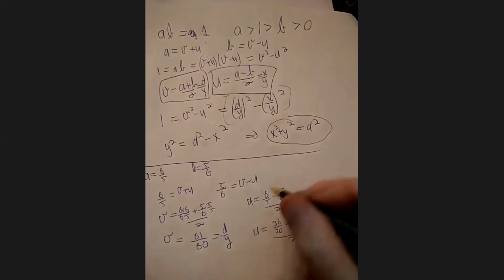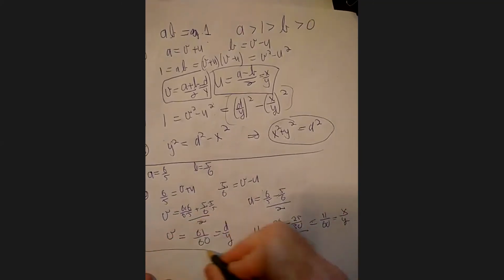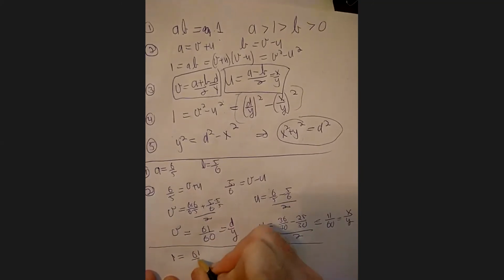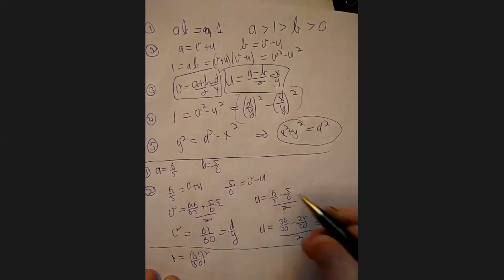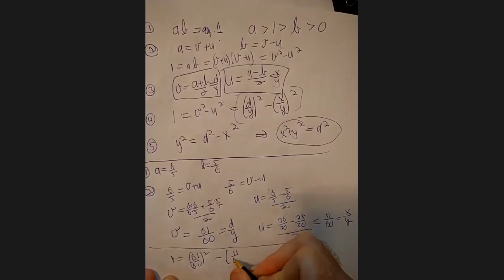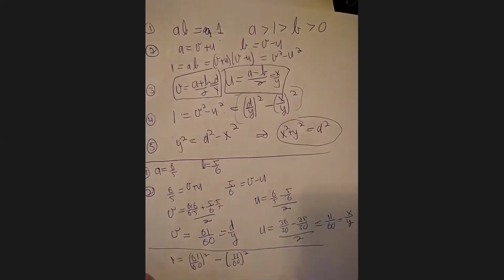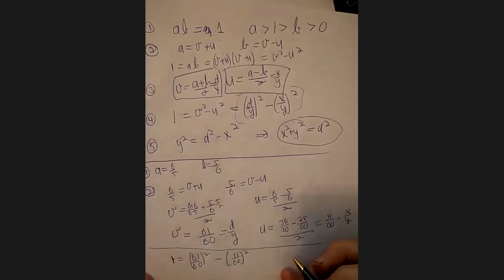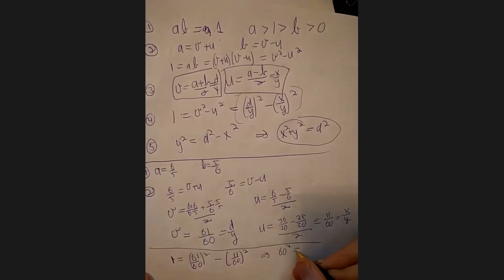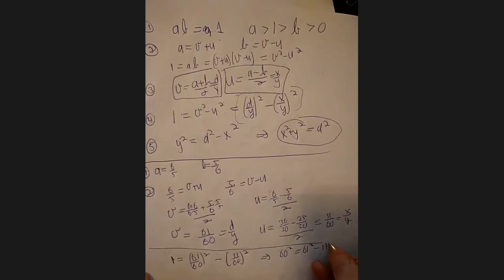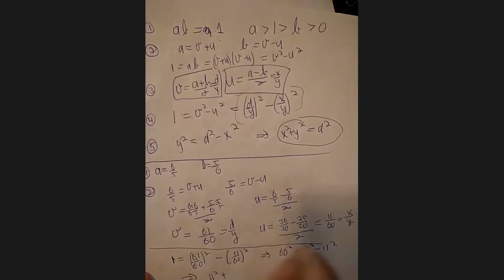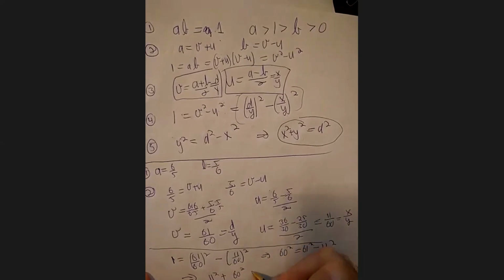So now I go back to step 4. 1 is equal to 61 60th squared, V squared, minus U squared, minus 11 over 60 squared. Multiply through by 60 squared. 60 squared is equal to 61 squared minus 11 squared. 11 squared plus 60 squared is equal to 61 squared.